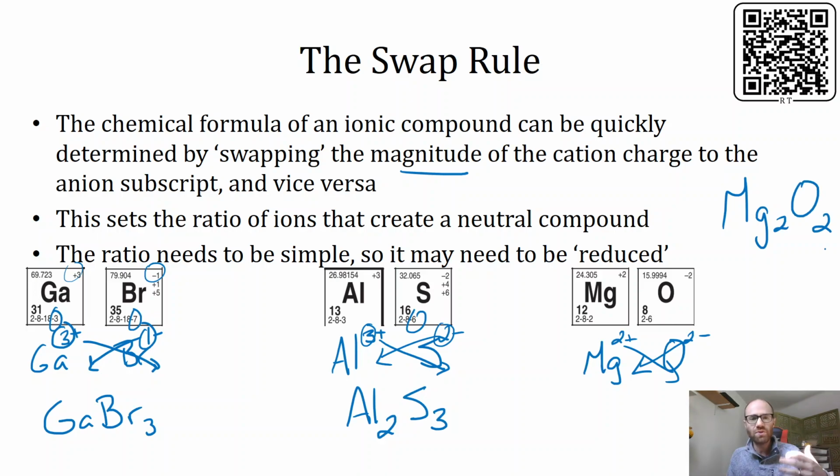However, when it comes to ionic compound formulas, as a rule, we always reduce to show the simplest ratio of ions. So instead of 2 to 2, that can be reduced to a 1 to 1, and so we're actually going to change that to MgO. If you had, say, a 2 to 4 ratio, that would become 1 to 2, and anything else that's similar. So there are your three examples.